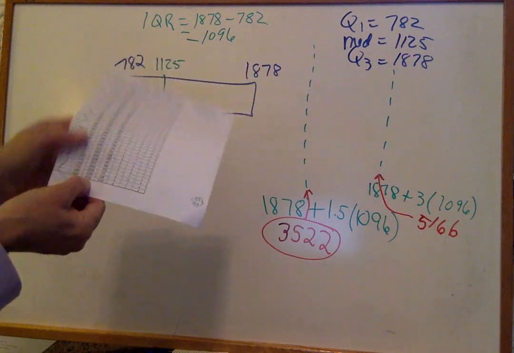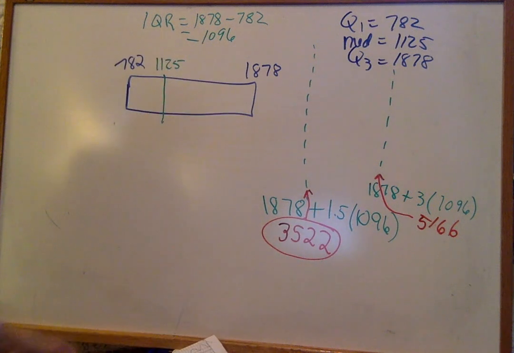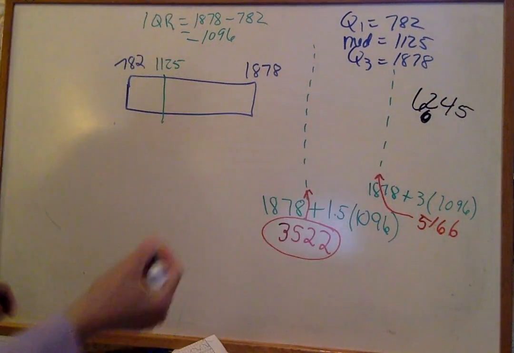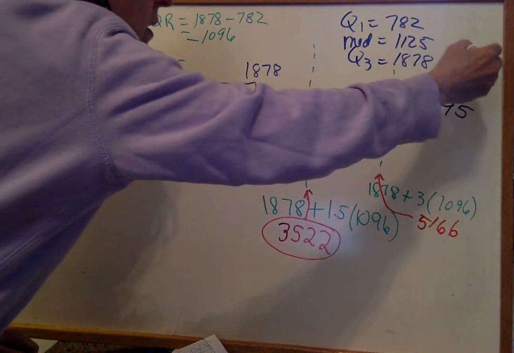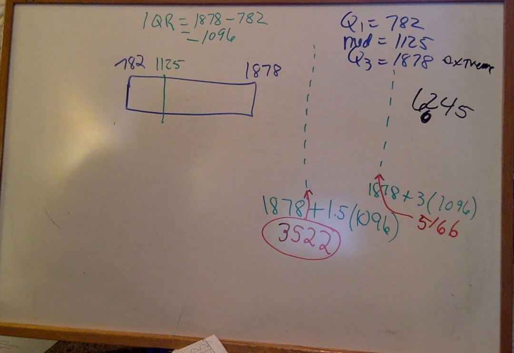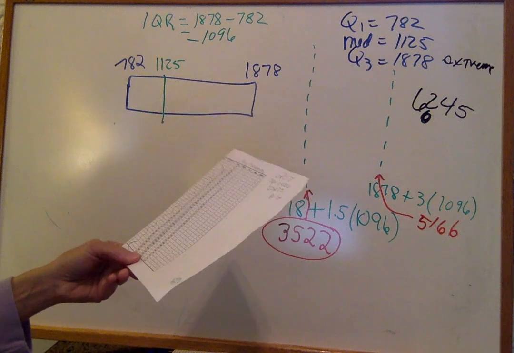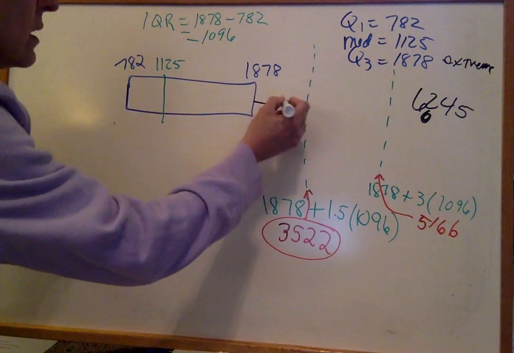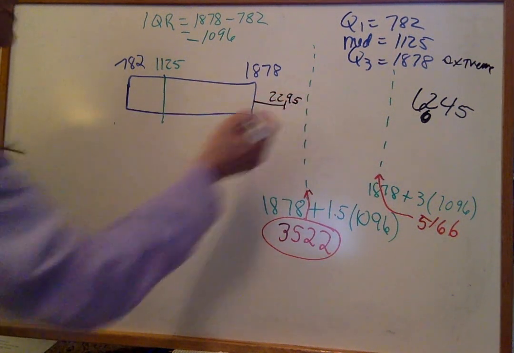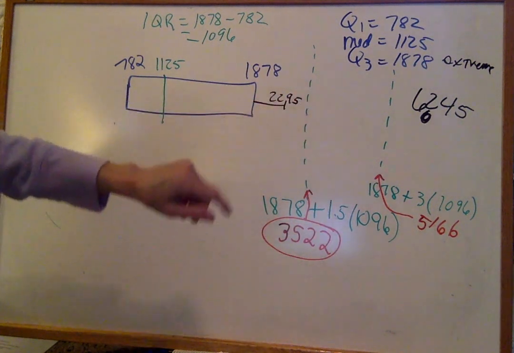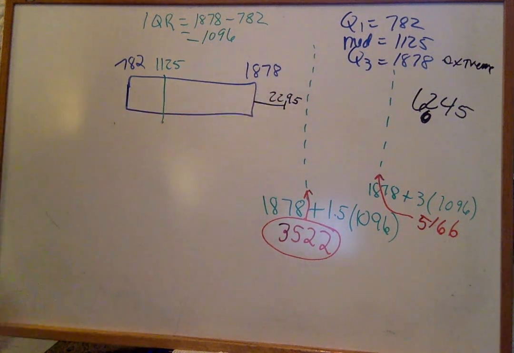So now I'm going to actually look at my data set. 6245. He is an extreme outlier. You do have to label all outliers. So 6245 is extreme. The next highest data point, I'm looking at the data set, is 2295. Oh, he's not there, he's not there. Okay. 2295 must be the end of the whisker. So I don't have any mild outliers. I have one extreme. 2295 is the end of the whisker.